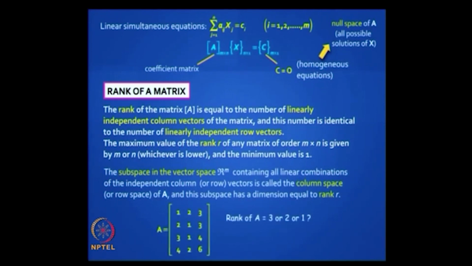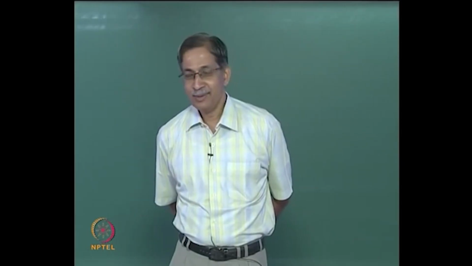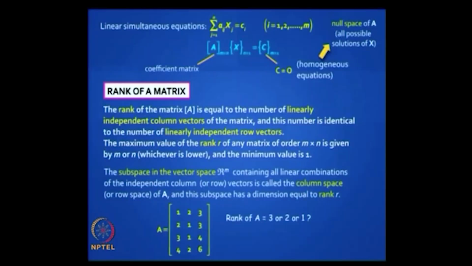Take a look at this matrix. It is a 4 by 3 matrix. Obviously the rank cannot exceed 3. So is the rank 1, 2 or 3? 2. Why do you say 2? Third one and second one.